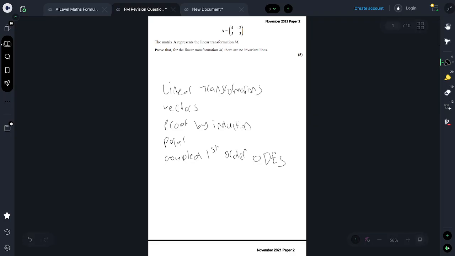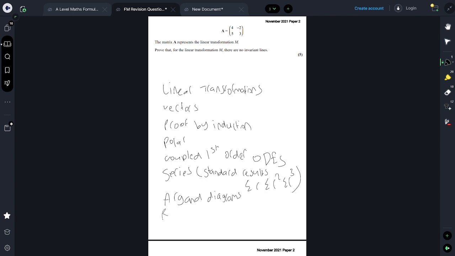And so what else do I reckon? Series, more specifically the standard results, so the sum of r squared, sum of r cubed, stuff like that. I also predict Argand diagrams and roots of polynomials. I think both vaguely came up, a triangle question, was it? But I think they will come up in their own right in this paper. Like I said, multiple topics can repeat, but I think they'll ask a distinct question.